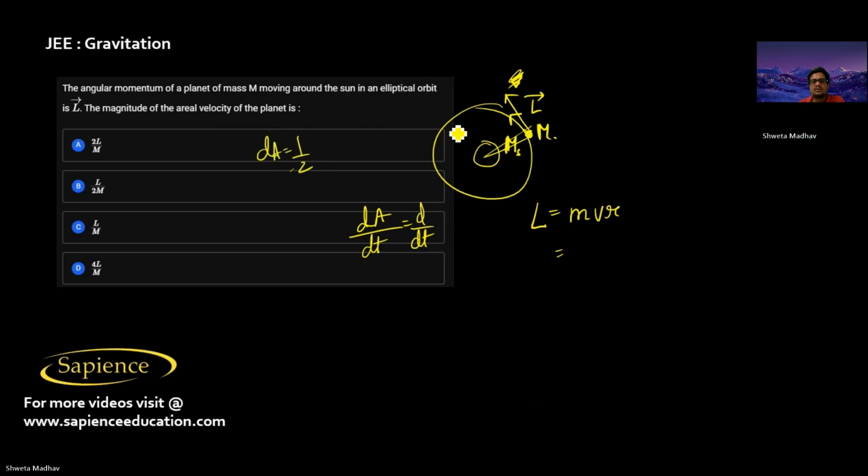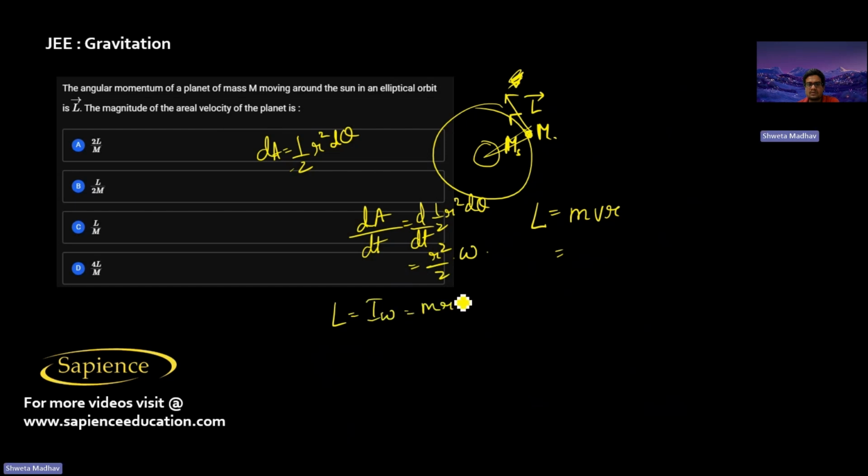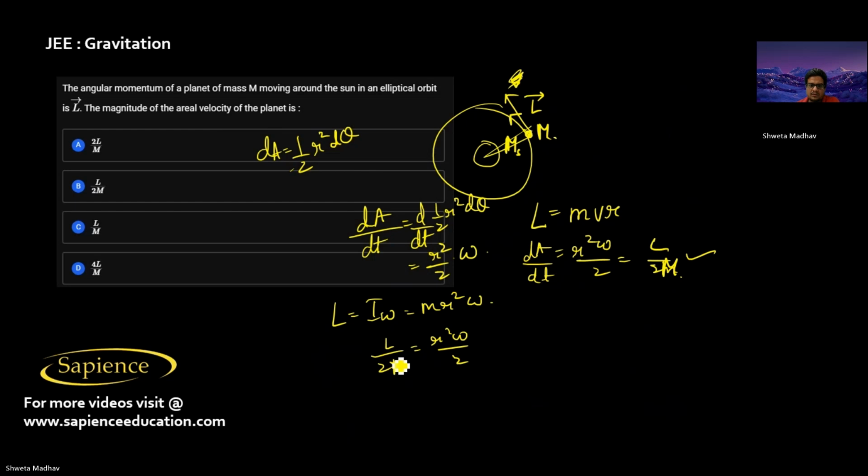dA is equal to half into r into r dθ, that is half r² dθ. So dA/dt is r²ω/2. L is equal to Iω, which is equal to mr²ω. So L by 2m is equal to r²ω by 2. So the areal velocity dA/dt is equal to r²ω by 2, which is equal to L by 2m. It means that the areal velocity is L by 2m, so option B is the correct answer.